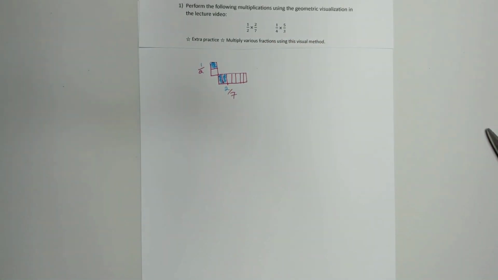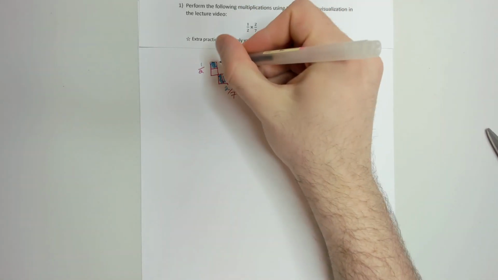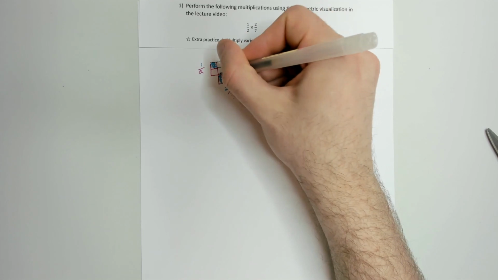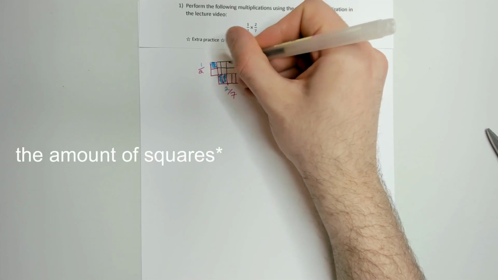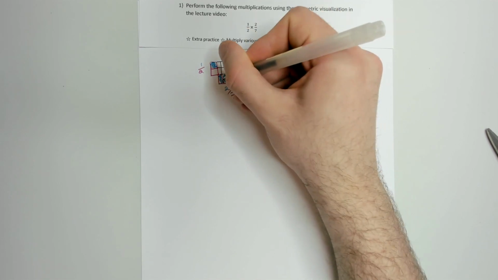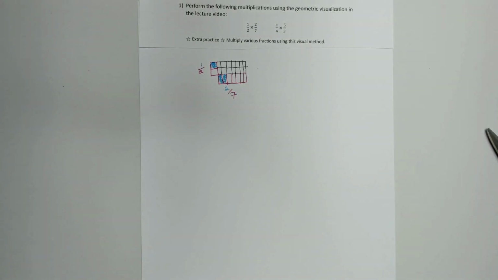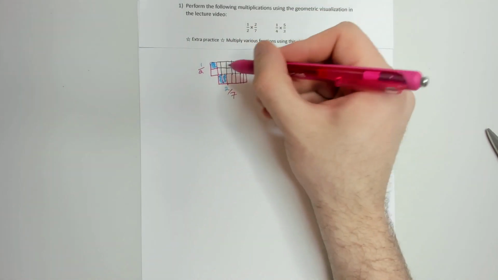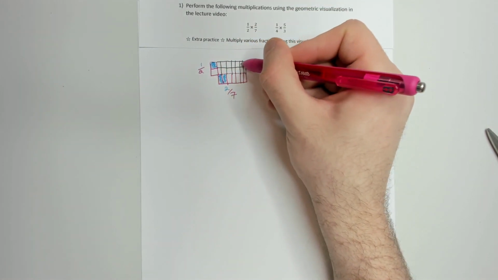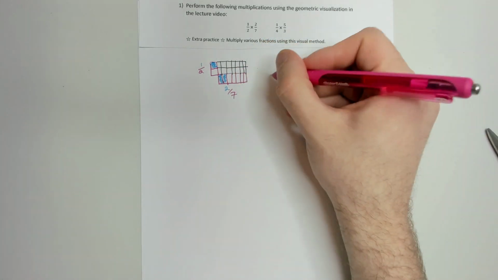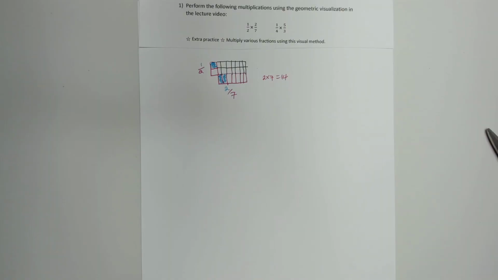And now what we do is we just extend the grid. We extend these grid lines. Essentially, we're multiplying them now by doing this. The amount of grid lines we get in total is us basically doing 7 times 2. We're multiplying the denominators. So we would expect 14, since 2 times 7 is 14. If we count, we get 1, 2, 3, 4, 5, 6, 7, 8, 9, 10, 11, 12, 13, 14. Yep, so 2 times 7 is 14 squares.